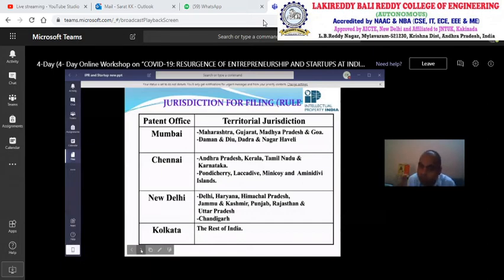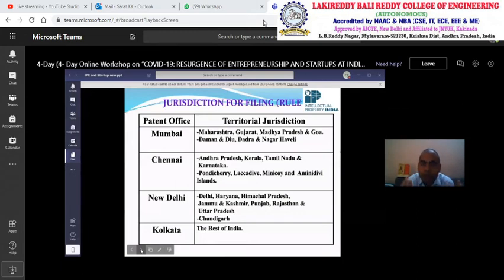If somebody is working in Punjab or Rajasthan, then it is New Delhi. And the rest of India will file their patent or intellectual property right in Kolkata. So these are the jurisdictions where you can go and file your application. Now come to the next section.